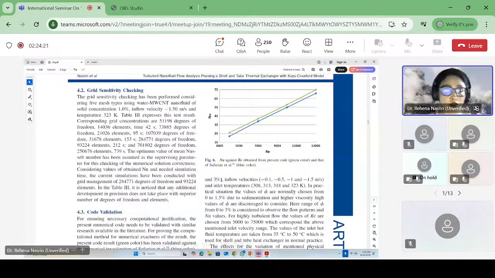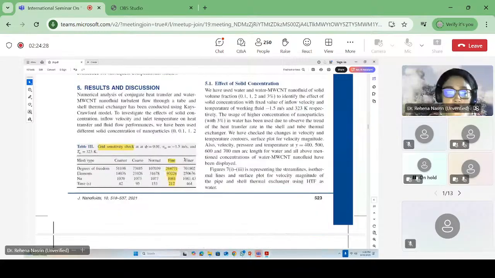This is 464 seconds, but when we go for fine mesh, this is 2. You can see the Nusselt number value, that is the heat transfer rate, is not significant. We use a fine type of mesh here to reduce our computation cost and time also.